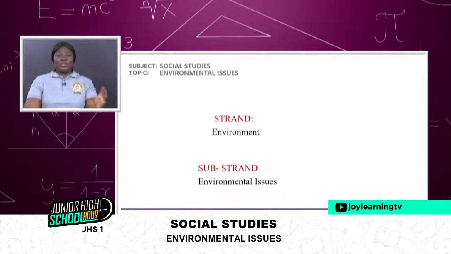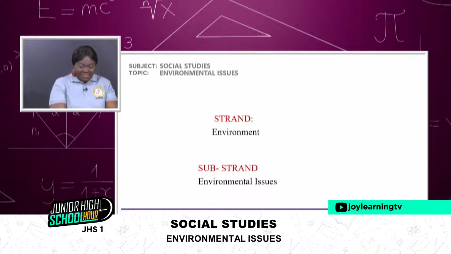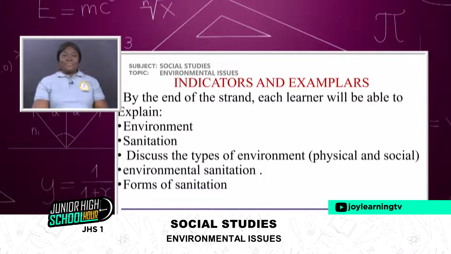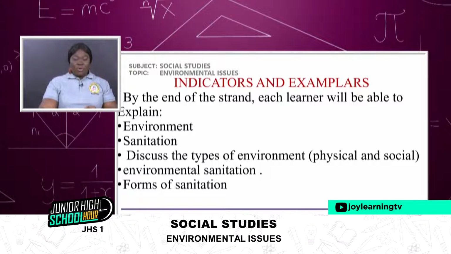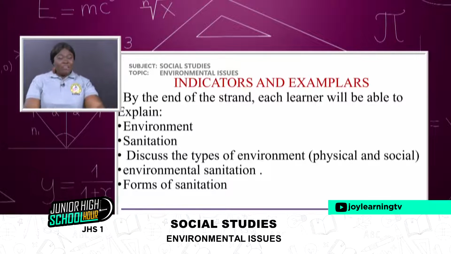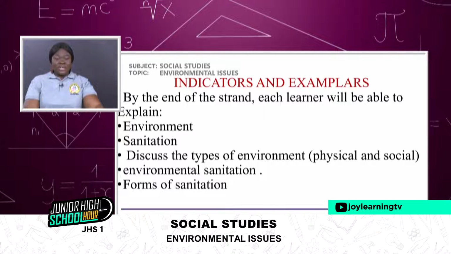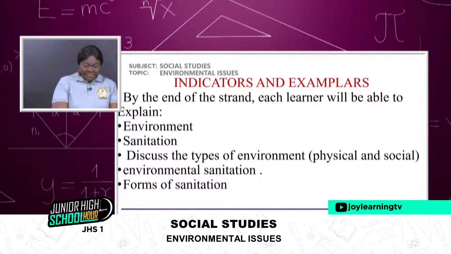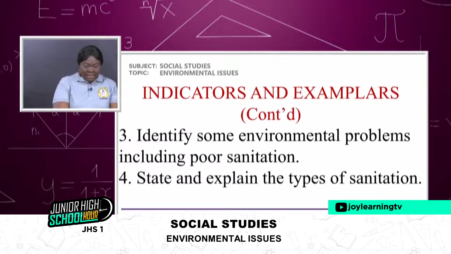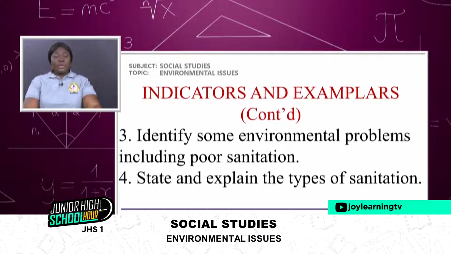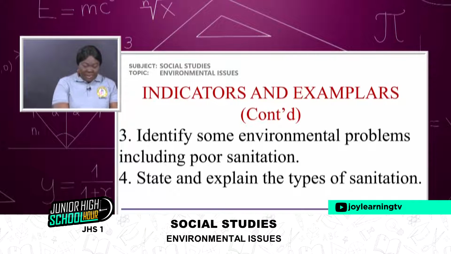Our strand for today is environment, and the sub-strand is environmental issues. Before we start the lesson, you have to look for the indicators or the exemplars. Some of the exemplars we are going to discuss today are: by the end of the strand, each learner will be able to explain environment and sanitation, discuss the types of environment, that is, physical and social environment, forms of environment, identify some environmental problems, including poor sanitation, and lastly, state and explain the types of environment.